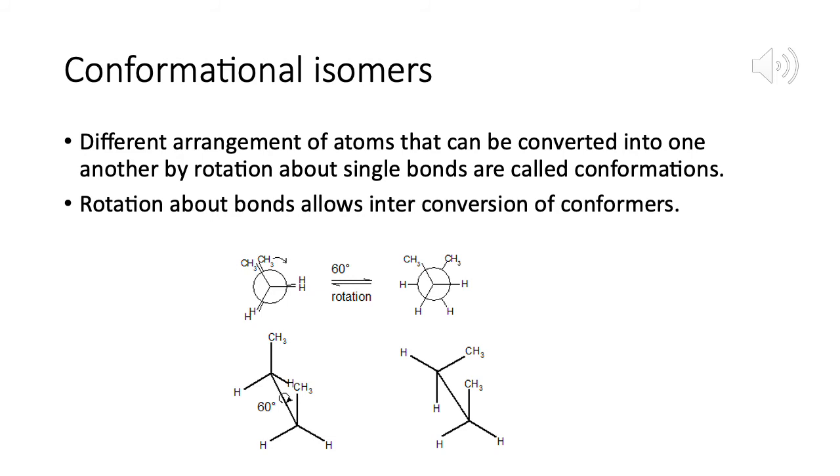Conformational isomers are different arrangements of atoms that can be converted into one another by the rotation of a single bond, which are called conformations. The rotation about a bond allows interconversion of conformers. So the rotation about a single bond of butane interconverts one conformation to another. The gauche conformation on the right is a conformer, whilst the eclipsed conformation on the left is a transition state between the conformers.